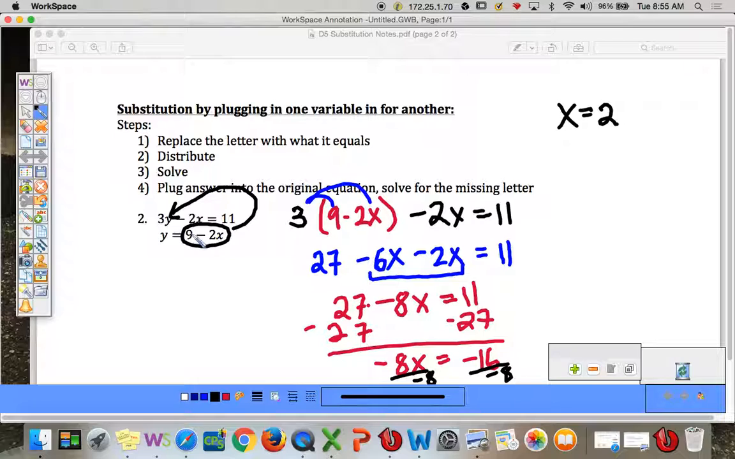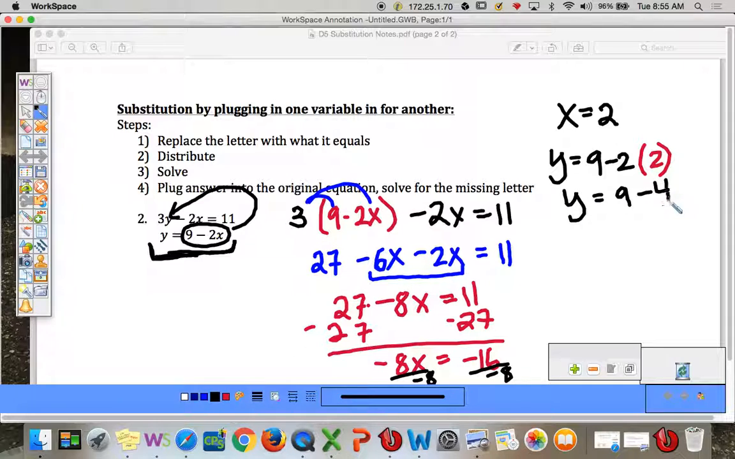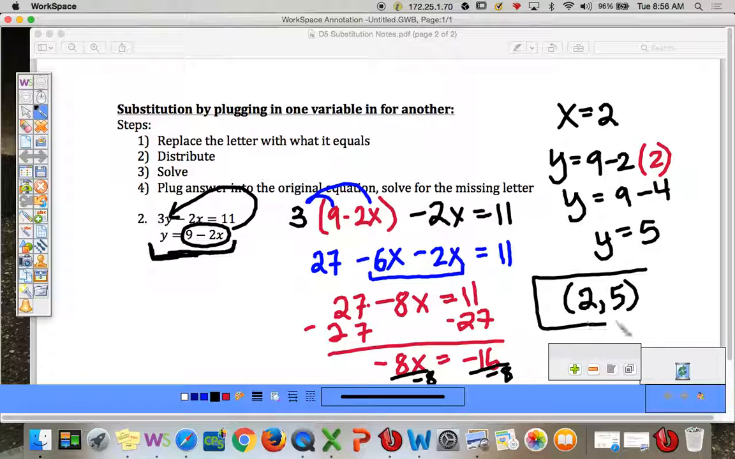But we need the y value. To find where the two lines cross, we need the points. We need x and y. So plug into your equation where y is by itself. And so we have y equals 9 minus 2 times x, and we know x is 2. So plug that in, and we're going to solve. So we have y equals 9 minus 4, so y equals 5. So these two lines, they cross at the point 2, 5.